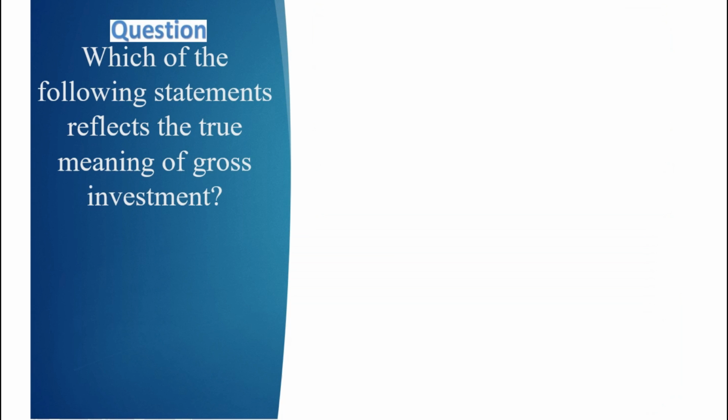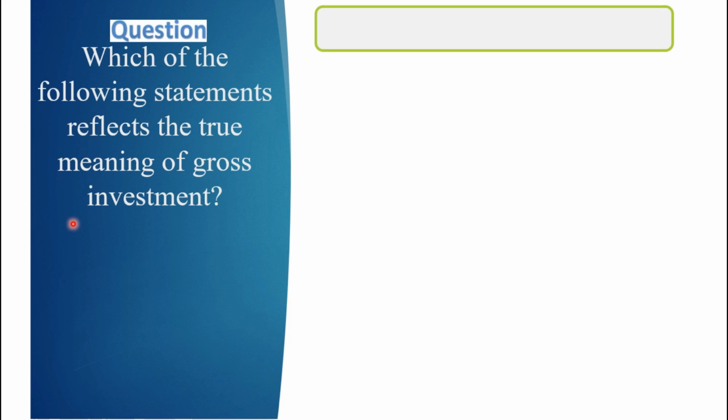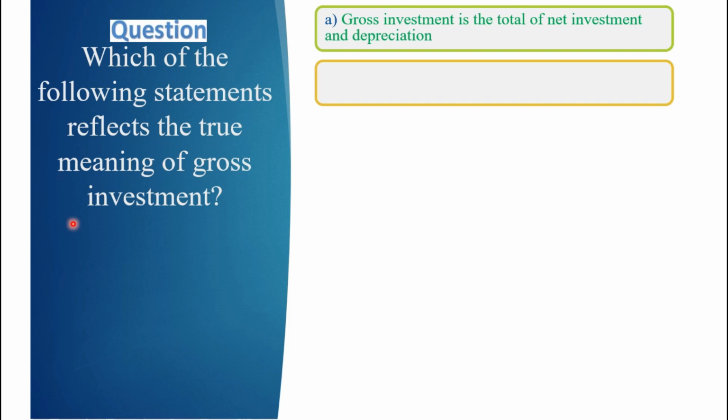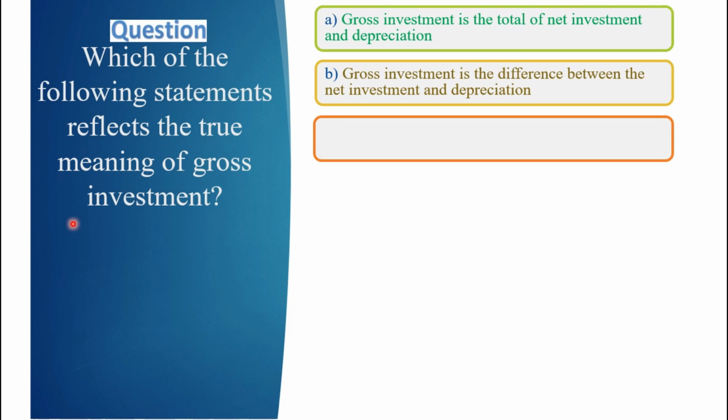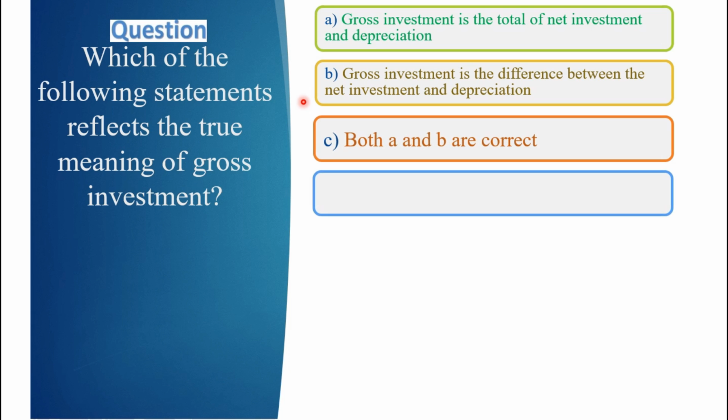Our next question is, which of the following statements reflects the true meaning of gross investment? Option number 1 is gross investment is the total of net investment and depreciation. Option number 2 is gross investment is the difference between the net investment and depreciation. Option number 3 is both A and B are correct. And option number 4 is both A and B are incorrect.